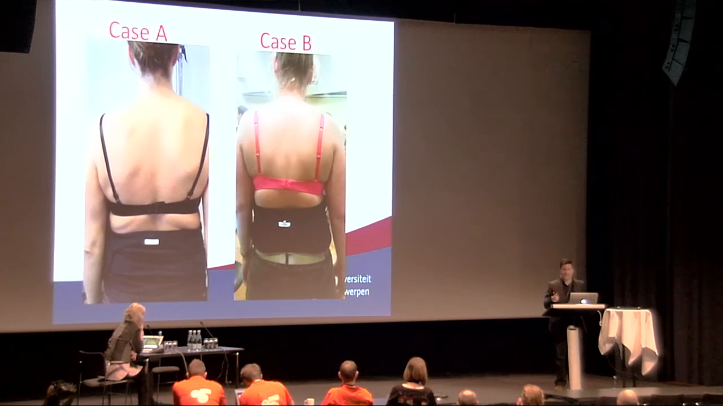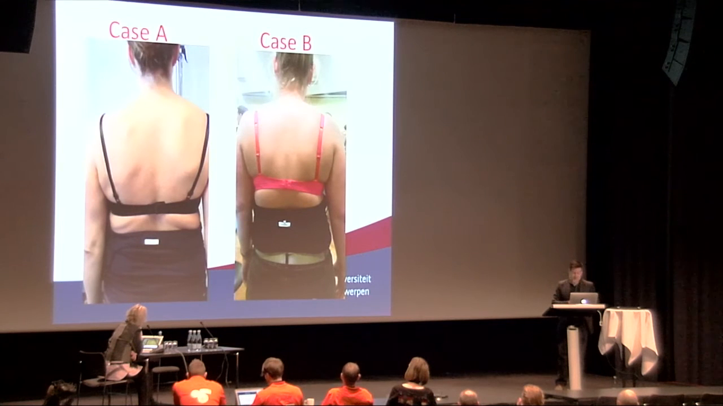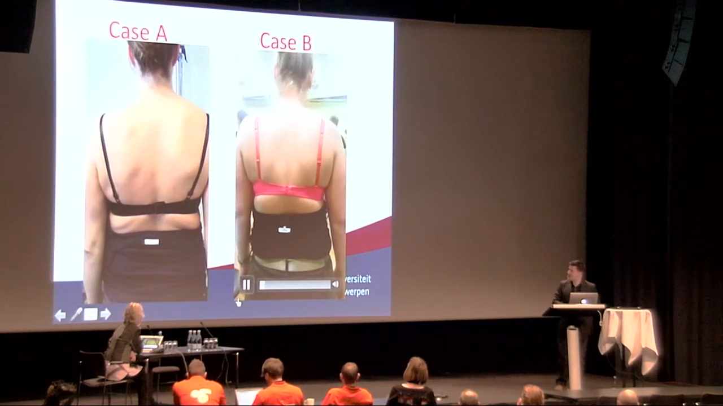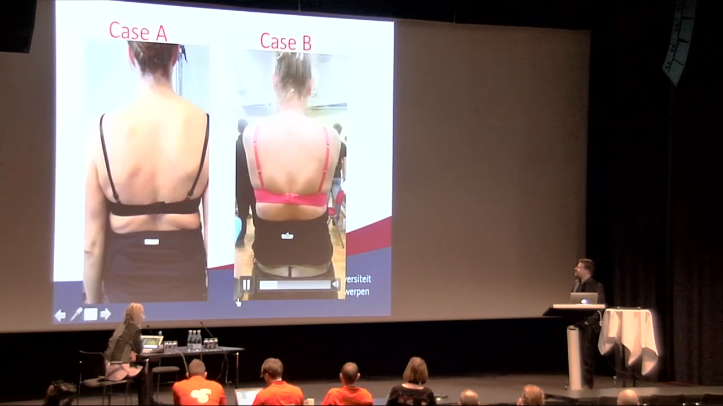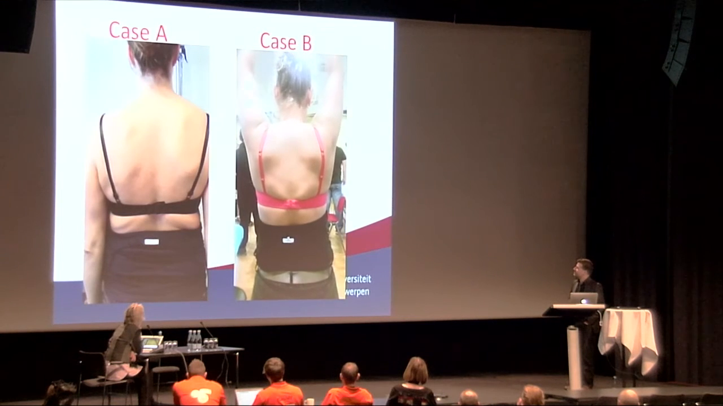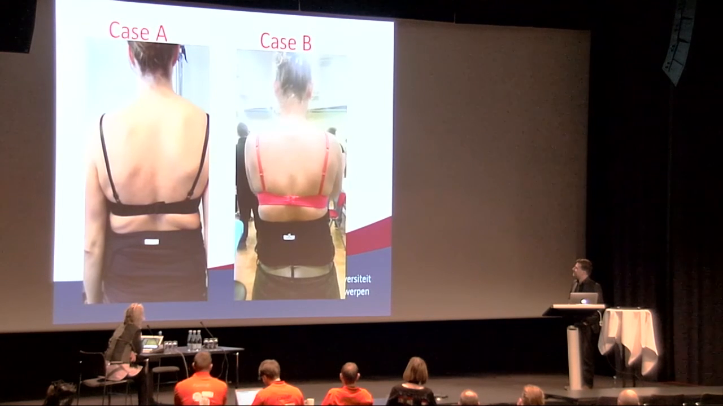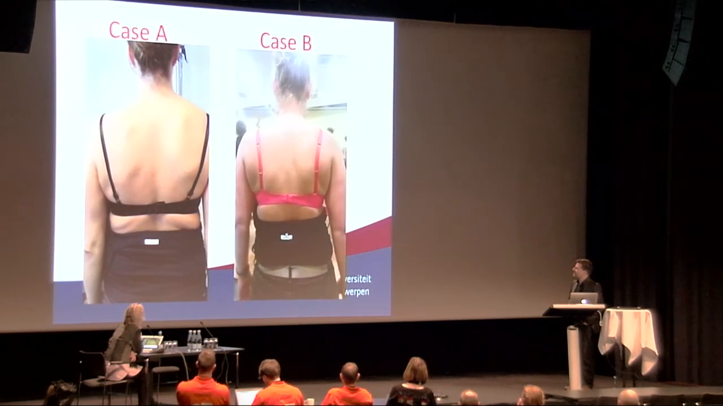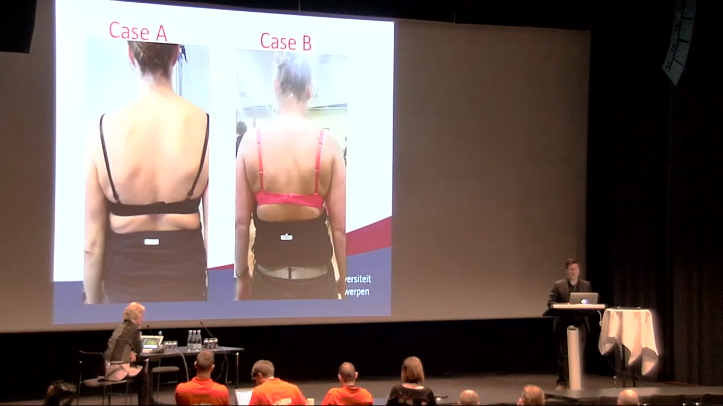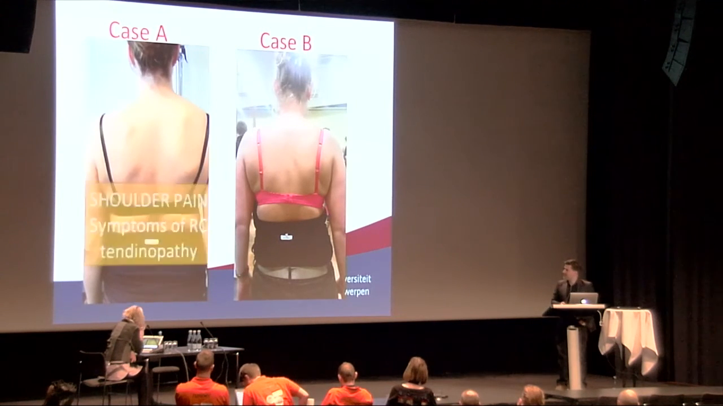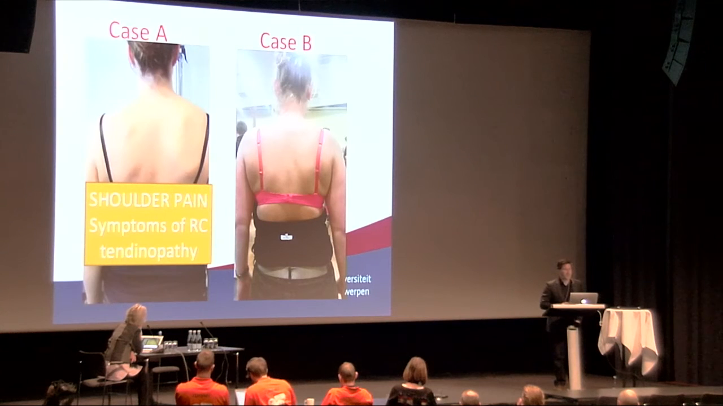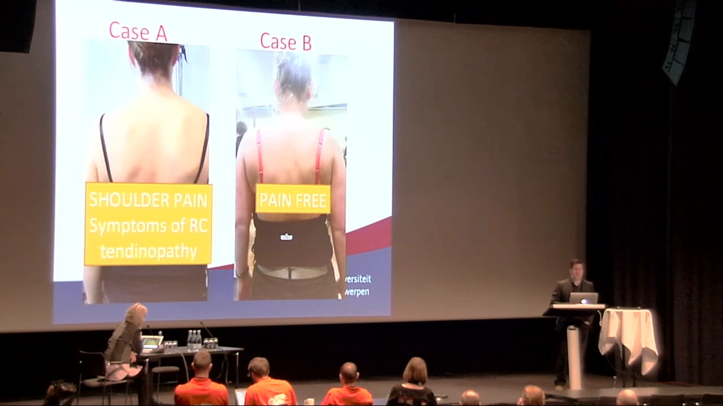Let's look at the right. Case B. Okay. So those 2 cases have an obvious scapular dyskinesis at their right shoulders. But the first one is a shoulder pain patient. She has had rotator cuff symptoms for over 6 weeks and has scapular dyskinesis. While the second one is pain-free. She hasn't had shoulder pain ever. And now the question is, what should we do in this case and what should we do in that case?